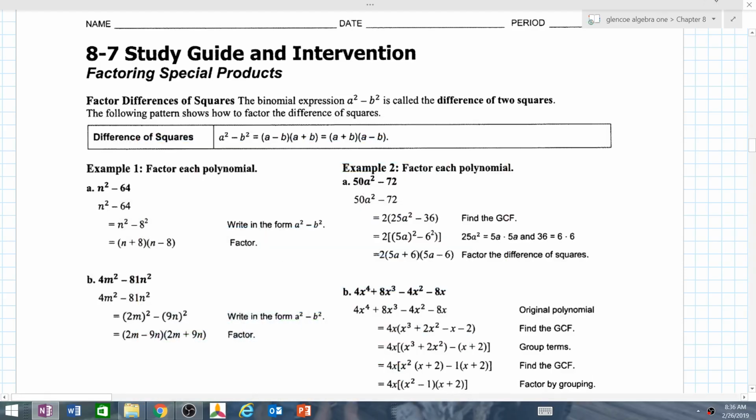Good morning and welcome to our lesson today. Today we're studying lesson 8.7. We are going to talk about factoring special products. So we're going to factor the difference of two squares and also factor perfect square trinomials.